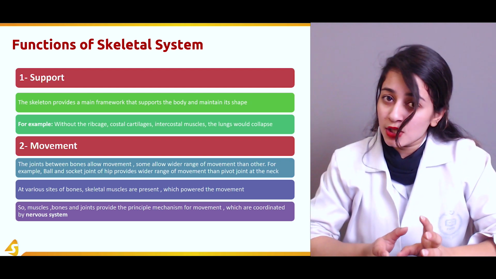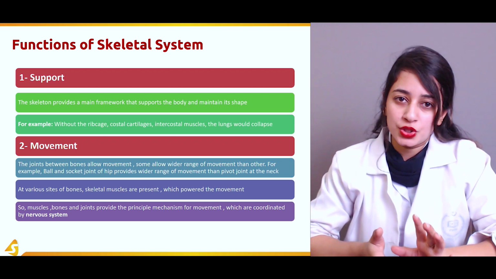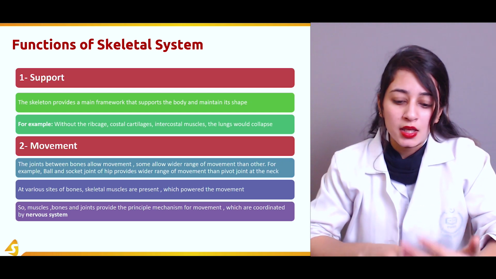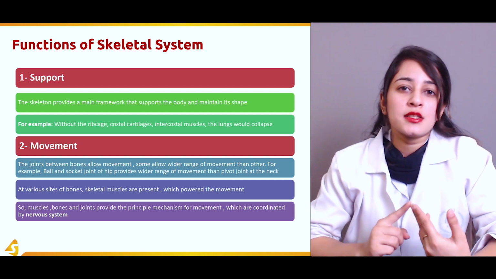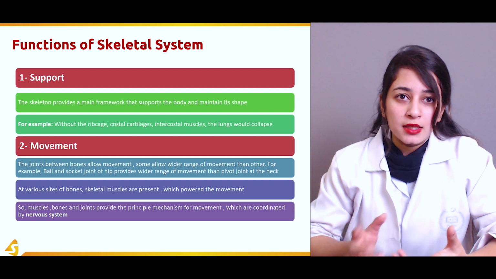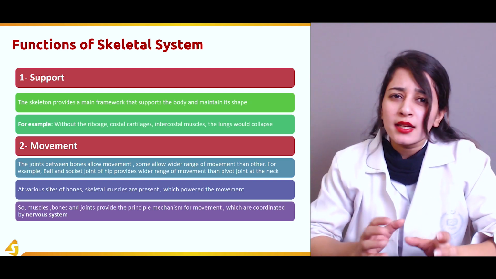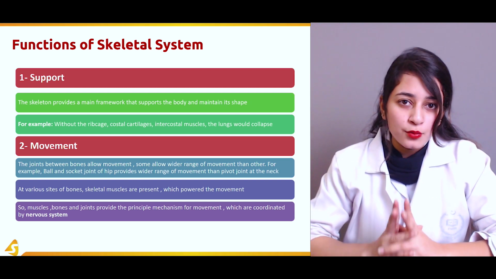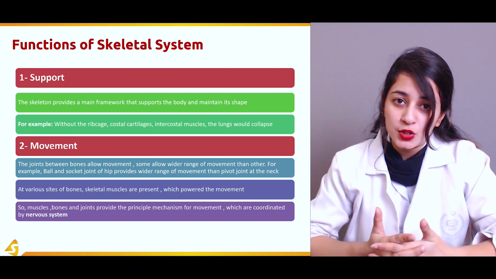But with the ball and socket joint, you can perform three-dimensional motion. You can perform flexion, extension, rotation, circumduction, and a few other movements like lateral rotation and medial rotation. So in our body, we have two ball and socket joints, that is the shoulder joint and the hip joint.